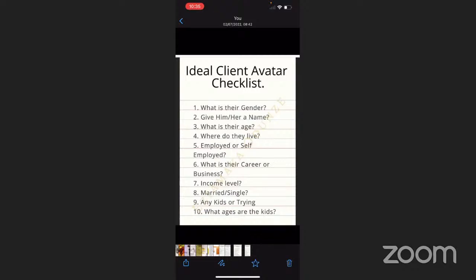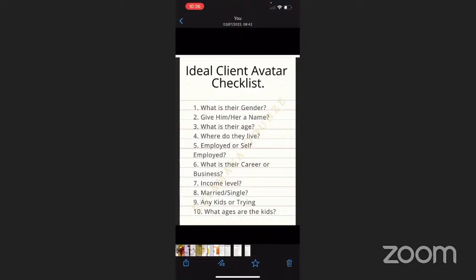My ideal client is Jumoke, and she's a female. Her age is 54. She lives in Abuja. She's employed and also does small business. Her career, she's a civil servant. Her income is 100,000 plus. She's married. She has 3 kids, 24, 20, and the last one is 16.